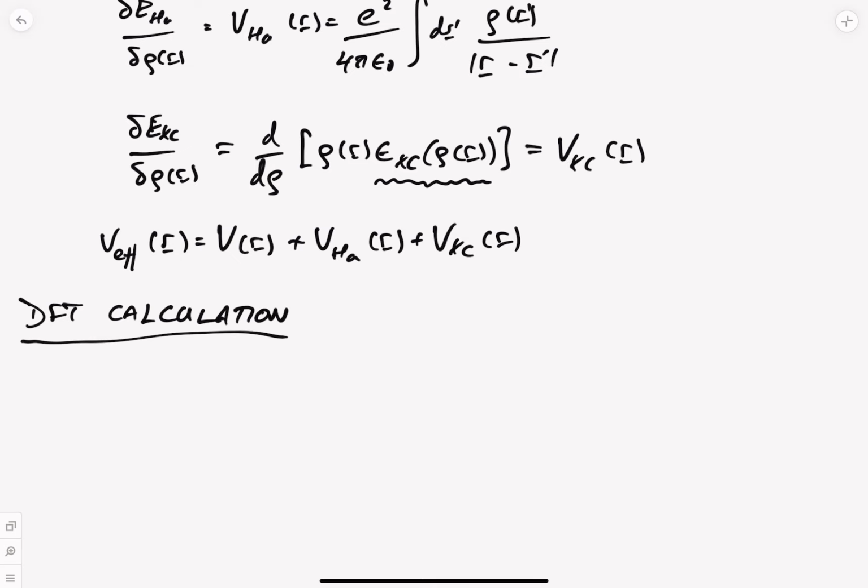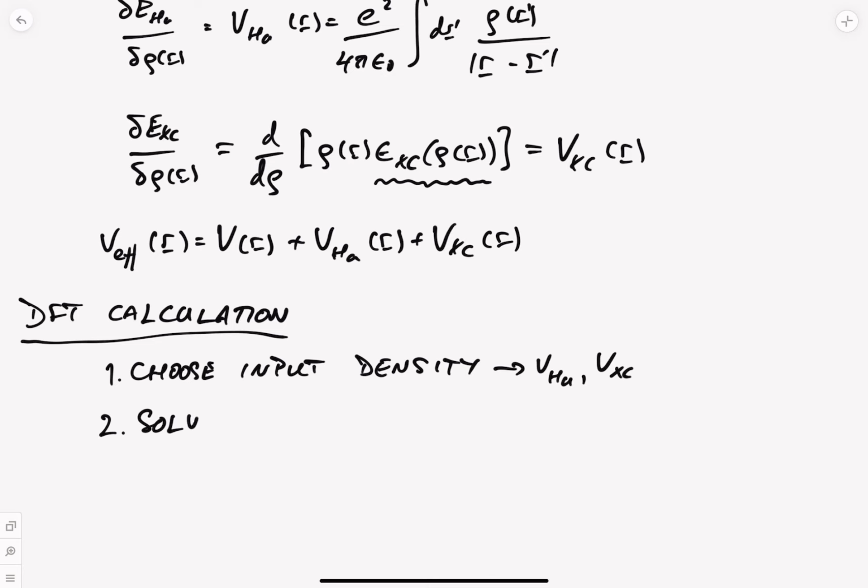As we saw with Thomas Fermi theory, there's a problem of self-consistency. So the potential that you need in order to do the calculation depends on the charge density. So we have to choose an input density. Typically this is done as a superposition of atomic densities or a charge density from a previous calculation. That input density gives us V Hartree and Vxc. So we can then solve the Kohn-Sham equations, which will give us the eigenstates and the eigenvalues, psi n of r and epsilon n.